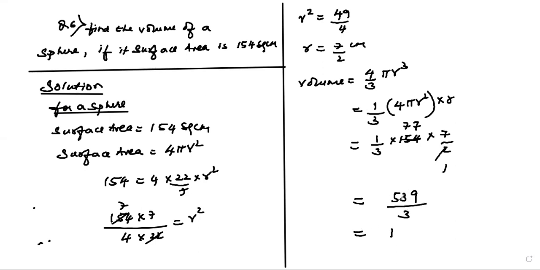3 ones are 3, 22. 3 sevens are 21, 2 remainder, 29. 3 nines are 27. 6, 6, 6. It goes on. So the volume is 179.666, children. It's volume. We have found it out. It should be cubic centimeter. So I think it's a fairly simple sum.